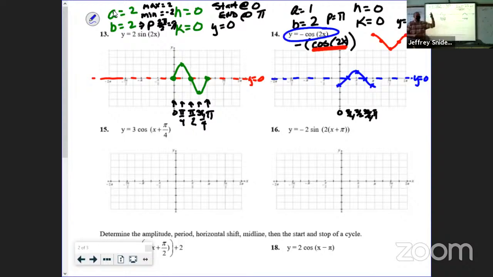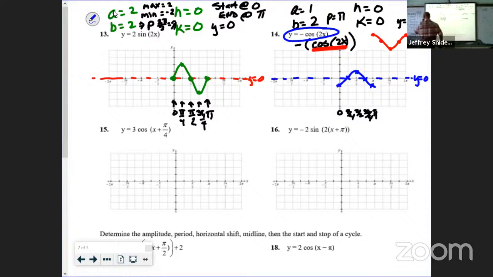So the negative, all it does is it flips it. So over here, if this is the cosine, if it was a negative cosine, the midlines stay the same, but every max becomes a minimum. That's all it changes, guys, is the maxes and mins just flip. If it's a negative a value in front, it's a reflection.